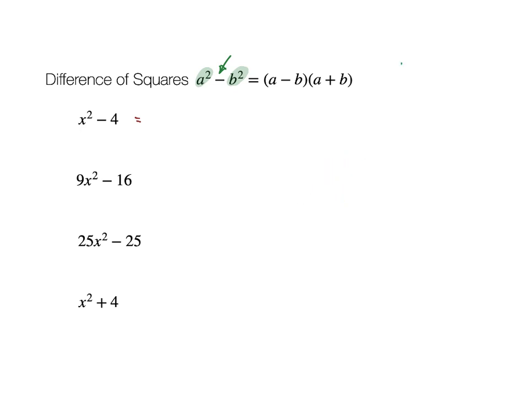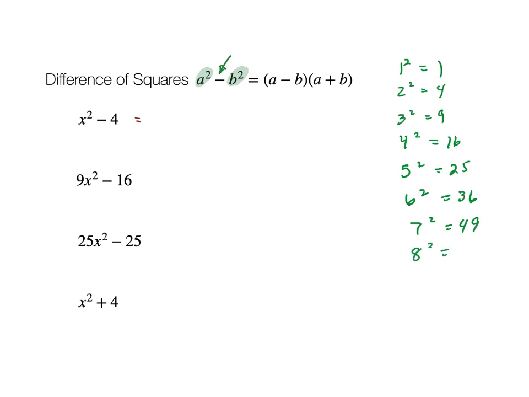So I'll make a list for you here real quick. 1 squared is 1, 2 squared is 4, 3 squared is 9, 4 squared is 16, 5 squared is 25, 6 squared is 36, 7 squared is 49, 8 squared is 64, 9 squared is 81, 10 squared is 100, 11 squared is 121. I apologize for my dog, hold on. 12 squared would be 144. Okay, we could go on and on.